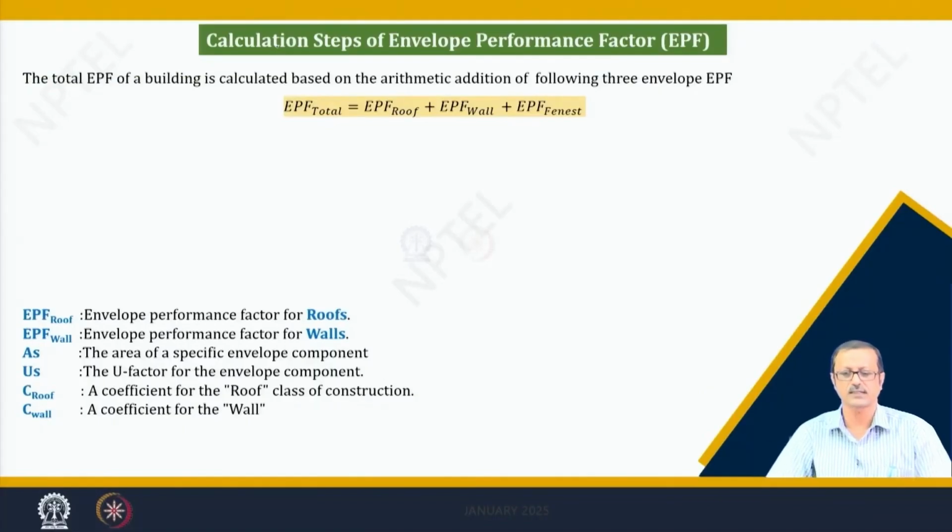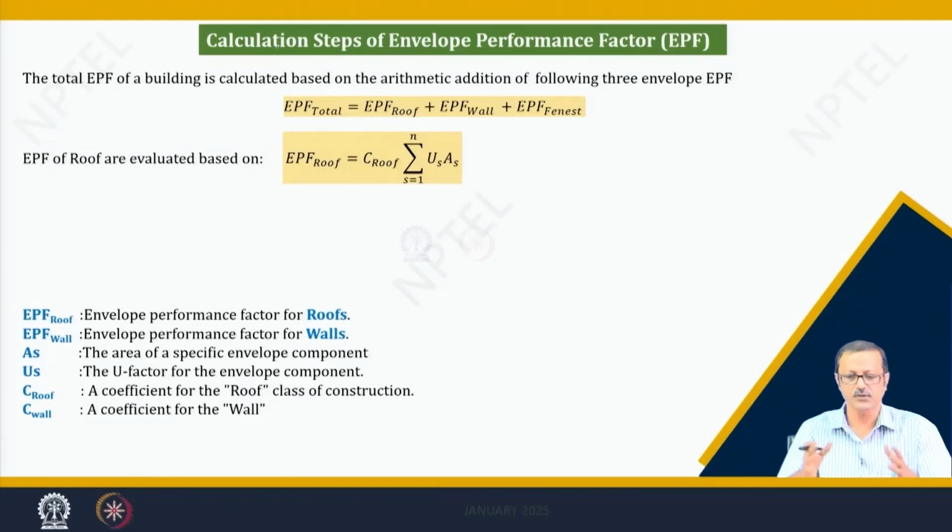So, finally, what are the steps involved in this EPF? What we have to do is find out the EPF of the roof, the EPF of the wall and the EPF of the fenestration, and we will arithmetically add those three and finally find out the total EPF of my building. Now, the EPF of the roof will be calculated by multiplying three things: the U value of the roof, the A of the roof, the area, and the C of the roof, the C factor that has to be taken from the code.